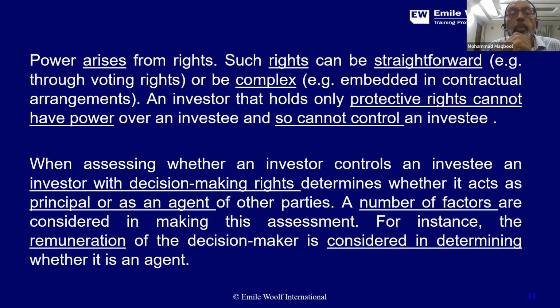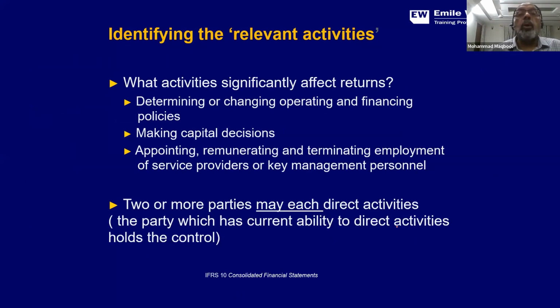Similarly, sometimes some party is the agent of another party. Now that agent is directing the activity, which has an effect on the return, and the return is variable. But because that agent is working for the principal, maybe freely, it doesn't have the control. An agent will never consolidate. Only the principal, on whose behalf the agent is exercising the power, will consolidate.